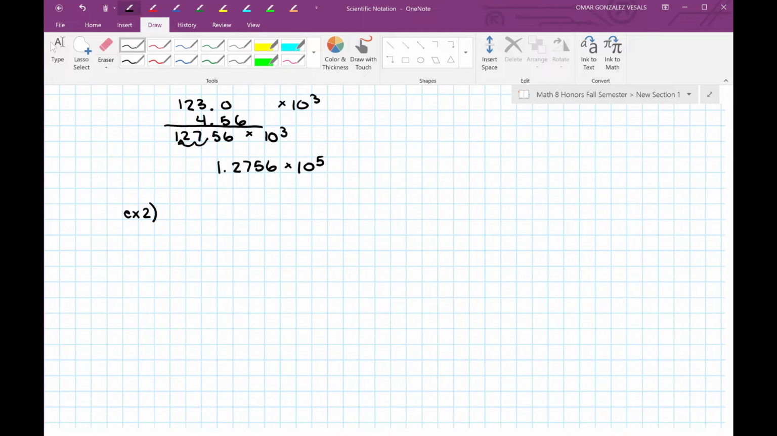In order for it to be in scientific notation, this number that I just highlighted has to be between 1 and 10. I had it at 127.56. That's not between 1 and 10. That's why. Are we good? Okay. Let's try another one.